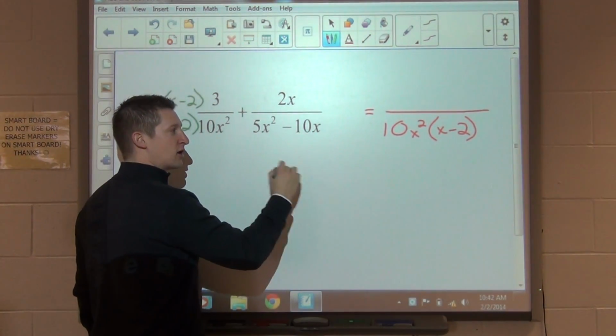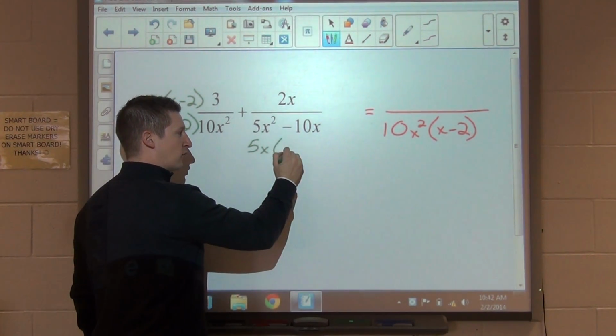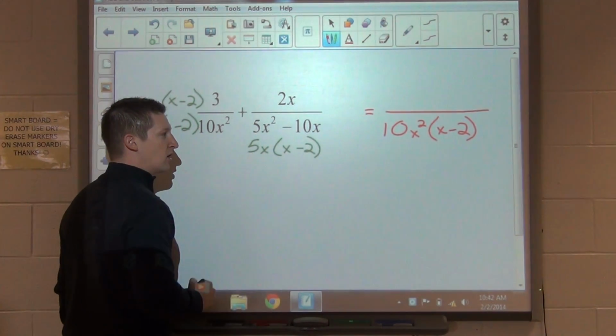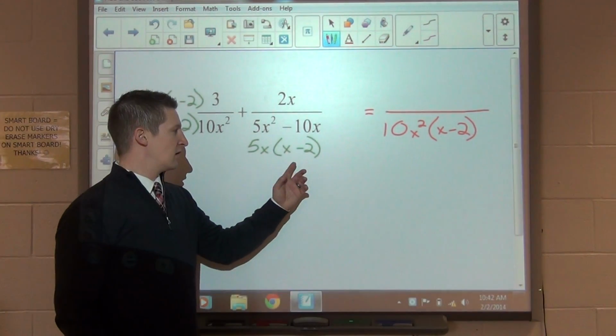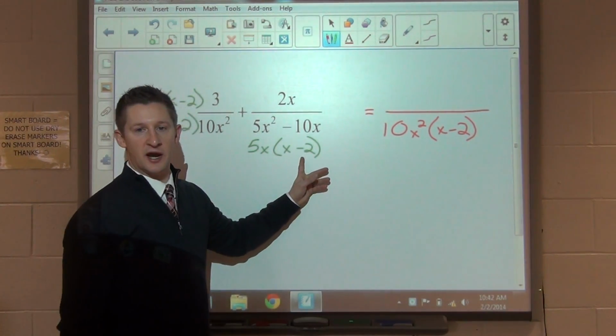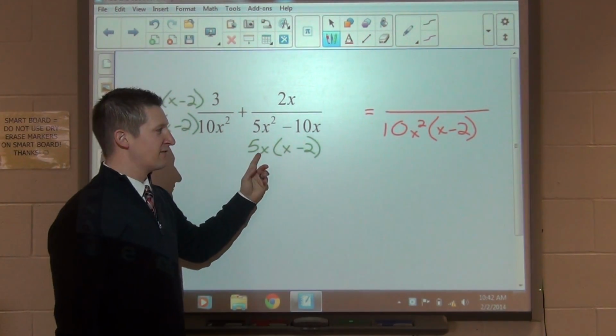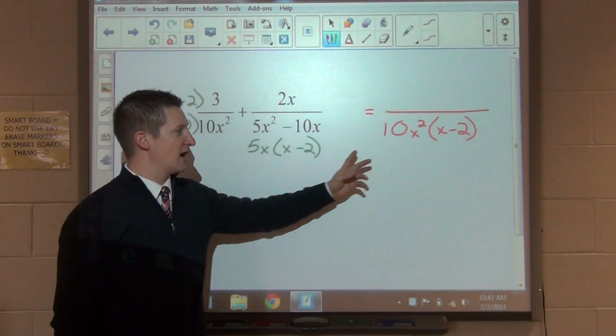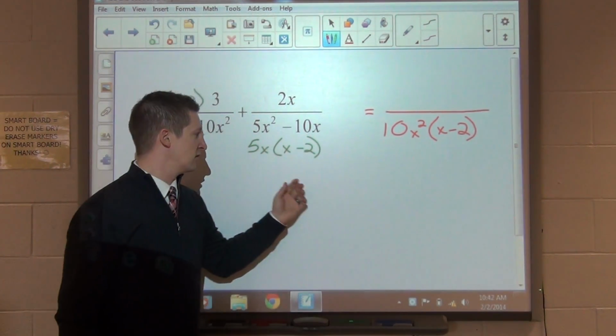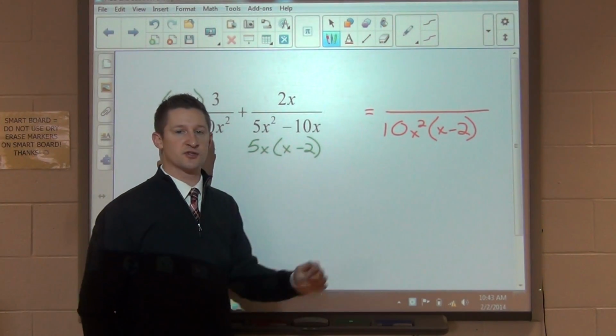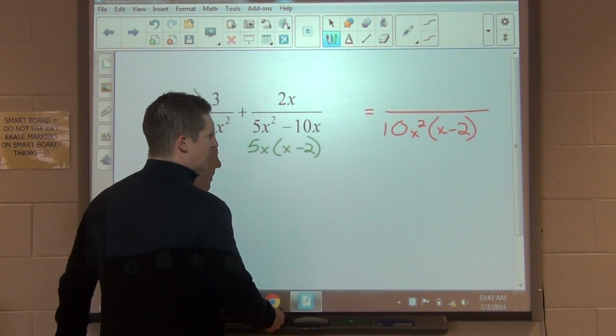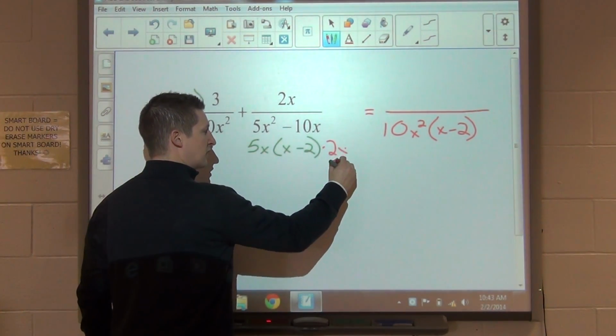Now this one, again, I erased it. I'll rewrite it in factored form just so we can look at it and think about what factors we're missing. Now I notice that I have the x minus 2 that I need. I've got a 5 and I have an x. Well, I need to have 10x squared. Well, to turn 5x into 10x squared, I would have to multiply by 2x.